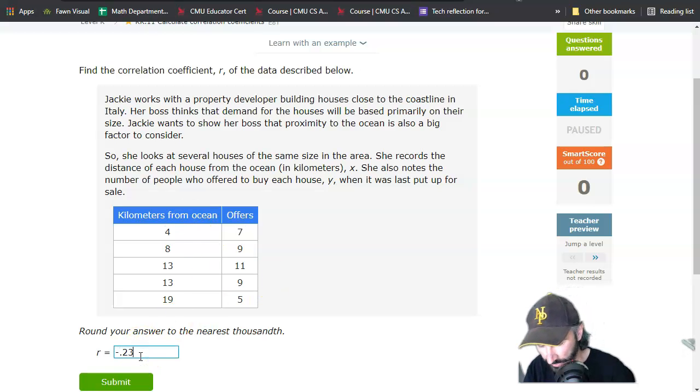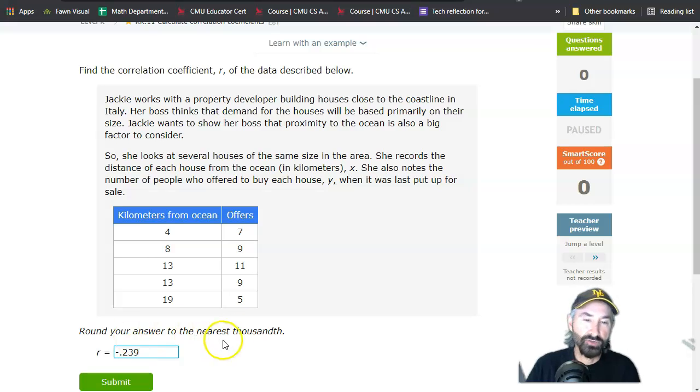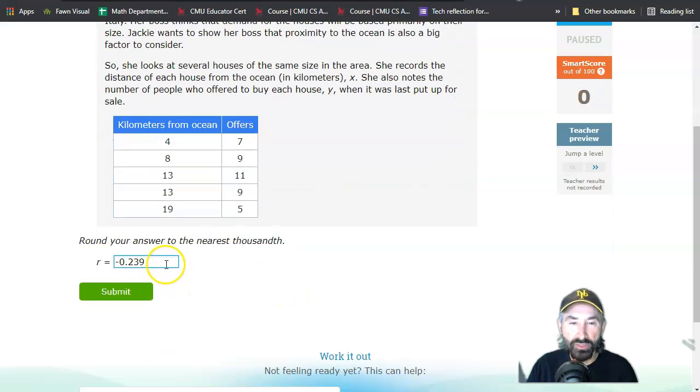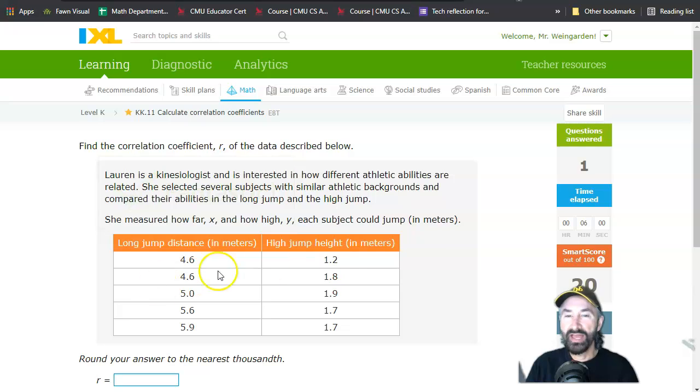Negative 0.239. And some of you might be wondering, do we need that 0 at the beginning? Well, no. But if you want to, you can throw it in there. Certainly won't make it wrong. Just don't put an O by accident. And let us pray. Take a moment, breathe, and hit submit. Yay! Okay, so that's the trick, guys.